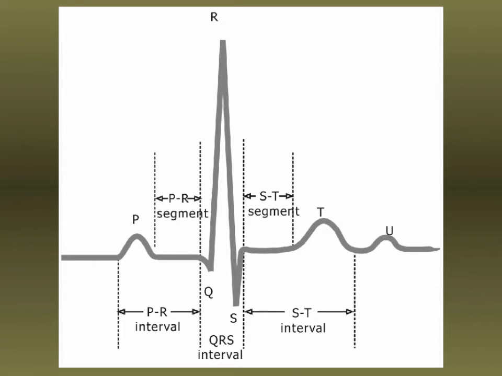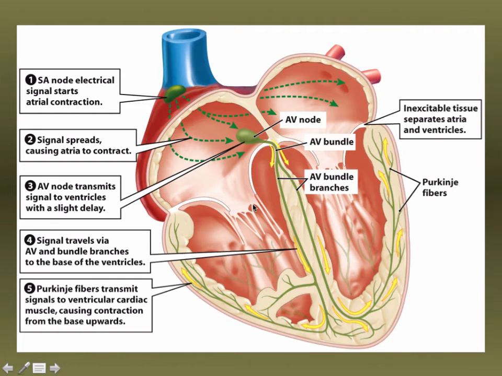So we can look at, we've got P here, we've got Q, R, S, and then we've got T over here, which is ventricular repolarization. So that's kind of a typical EKG sort of situation. We've got intervals here, P to R, Q, R, S, S to T. We're not going to worry about what U is, but all of those are parts that you might see in an EKG.